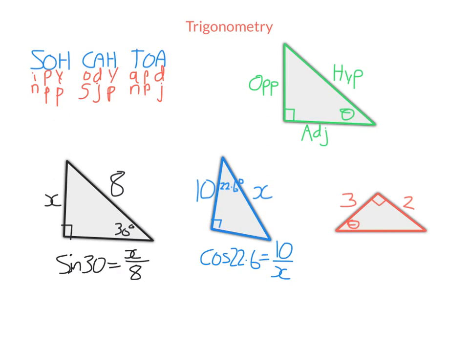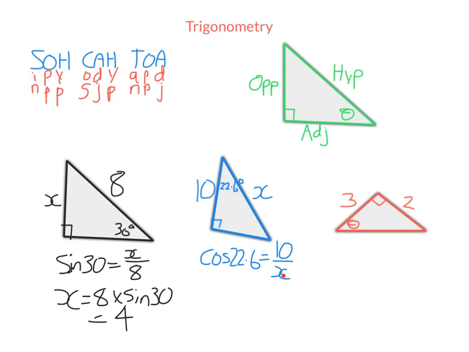So they look slightly different. In this one, the x, the thing I want to find, is on top, and here, the x, the thing I want to find, is on the bottom. When the thing you want to find is on top, you times. So the way I solve this equation is x equals 8 times sine 30. You need to make sure your calculator is in degrees. You should get the answer of 4.